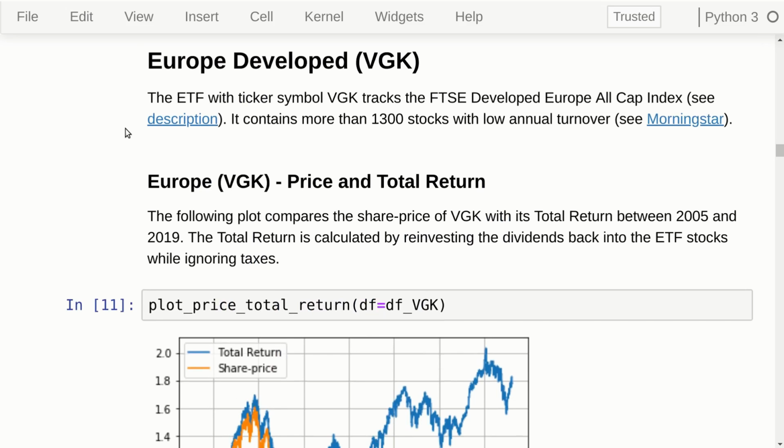And first we will try it on the Europe Developed Index, which is tracked by the ETF with ticker symbol VGK. And this index contains more than 1,300 stocks, and it has a very low annual turnover, which means that each year it's a very small number of stocks that get replaced in this index.